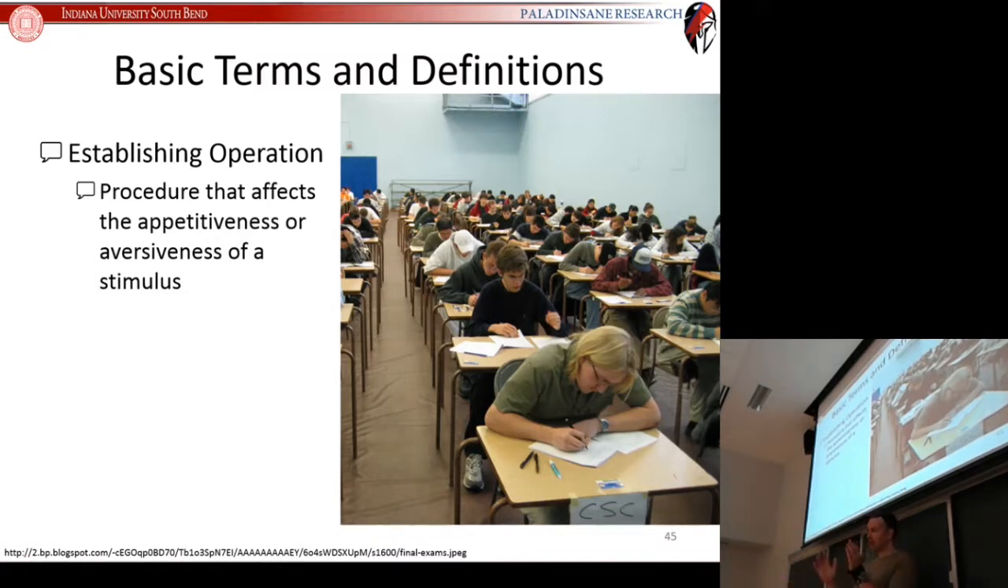So an establishing operation is any procedure that you can do to change an appetitive stimulus into an aversive stimulus, or vice versa. Something like studying for an exam is an establishing operation. Before you study, you might say to yourself, oh my gosh, I don't want to take this exam. But after you're fully prepared, you might say, yes, let's do this exam, let's do it now. So that studying changed it from being something that you would try to avoid to being something that you would actively try to seek, from being aversive to appetitive.